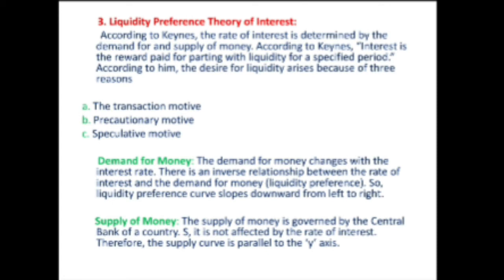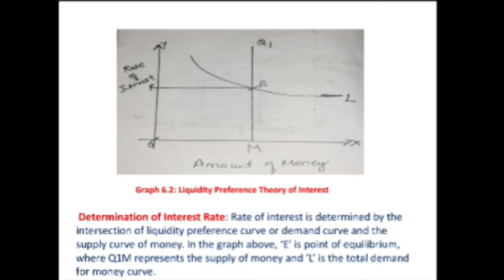Then we have supply of money. Who controls the supply of money? The supply of money is governed by the central bank of a country. As supply is not affected by the rate of interest, the supply curve is parallel to the y-axis. Now, determination of interest rate. As per the liquidity preference theory of interest given by Lord Keynes, rate of interest is determined by the intersection of the liquidity preference curve or demand curve and the supply curve of money. In the graph above, E is the equilibrium point where Q1M, the supply of money curve, and L, the demand for money curve, intersect.